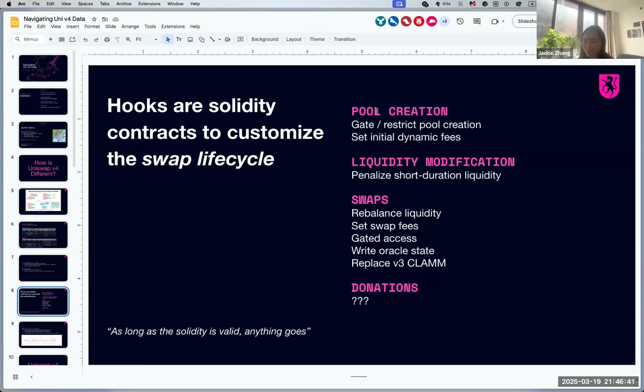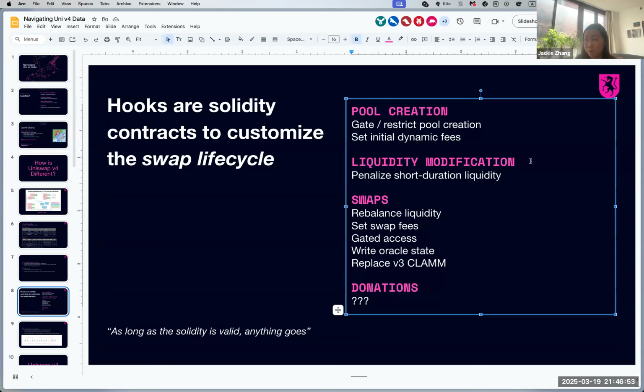So what can a hook do? A hook can restrict pool creation during the pool creation stage, and it can help you set a dynamic fee tier, like we were just talking about. Hooks can also provision liquidity on their own, bypassing the liquidity provisioning and modification that happens within the V4 pool manager. But it can also do things like penalize short duration liquidity.